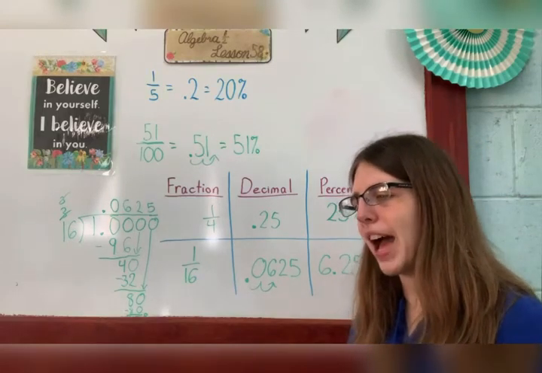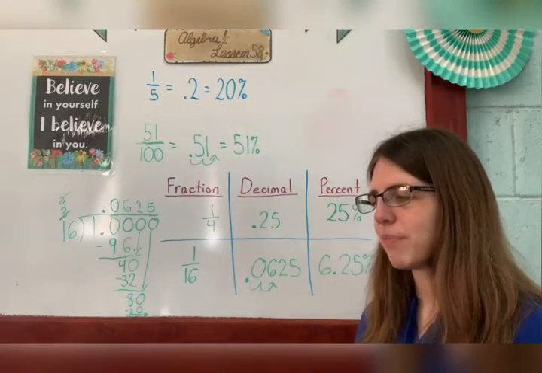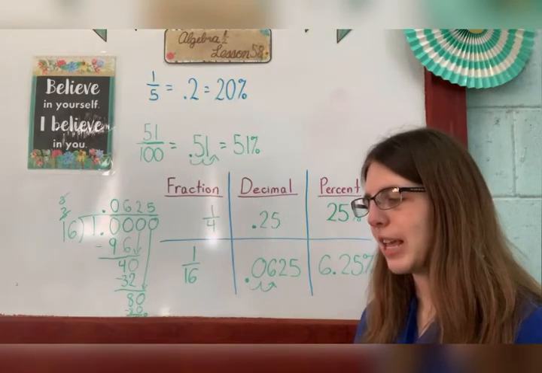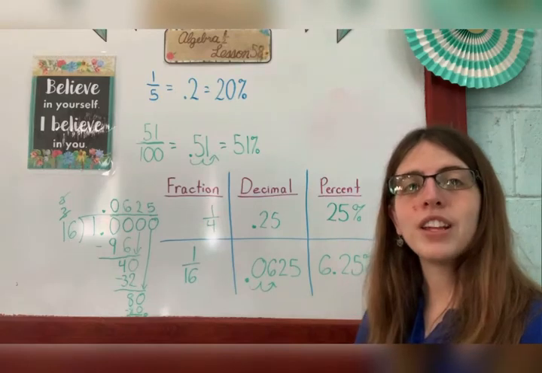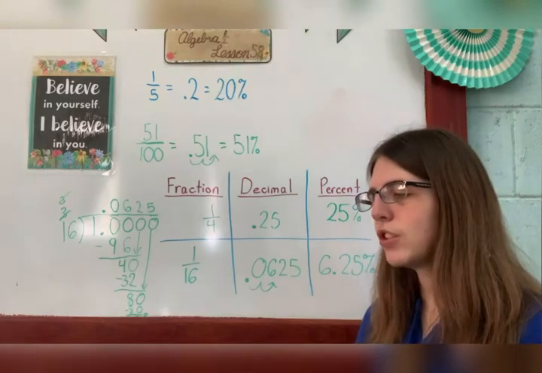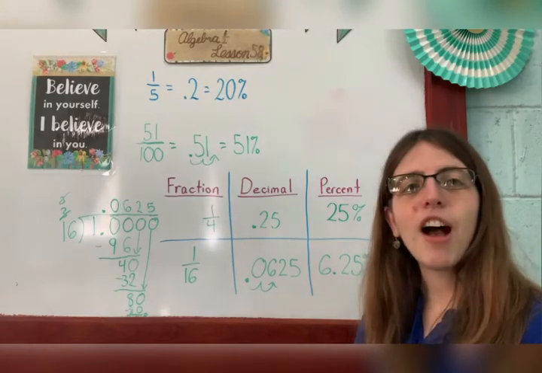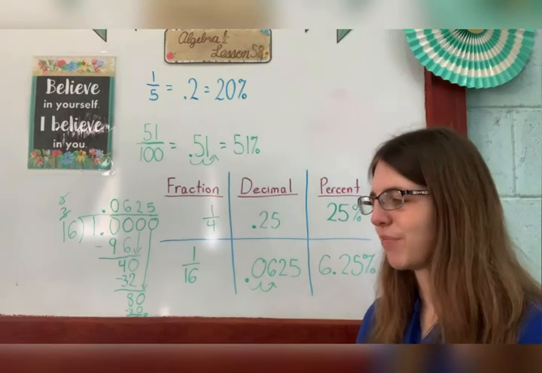Okay, you should be back with both of your tables filled in. For the first table, you have 1/8. The decimal, letter A, is 0.125. So the percent, letter B, is 12.5%.